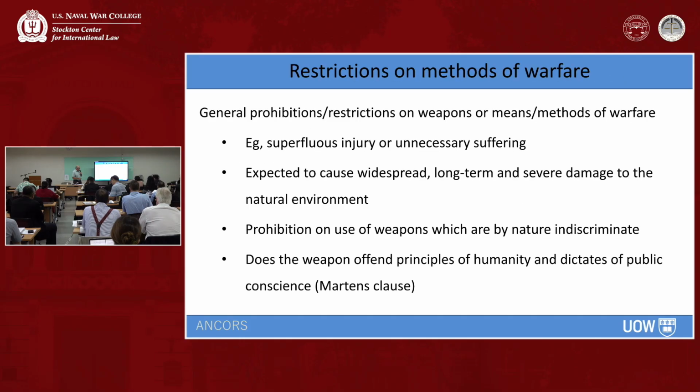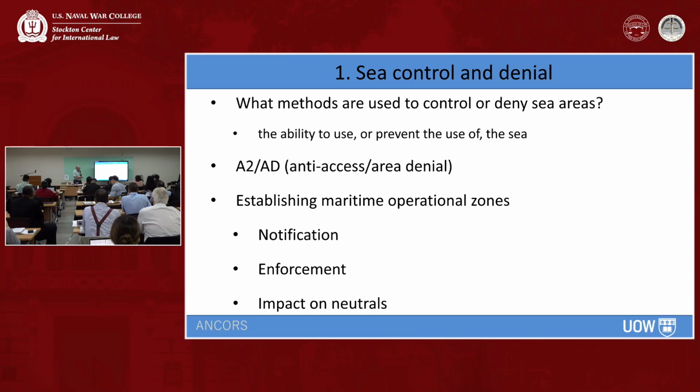But in terms of other restrictions, we've already looked at those restrictions in the previous presentation, so I don't need to go through them again. Let's have a look, though, at what we've described in the manual as sea control and sea denial. Different names are used, but what are we talking about here?